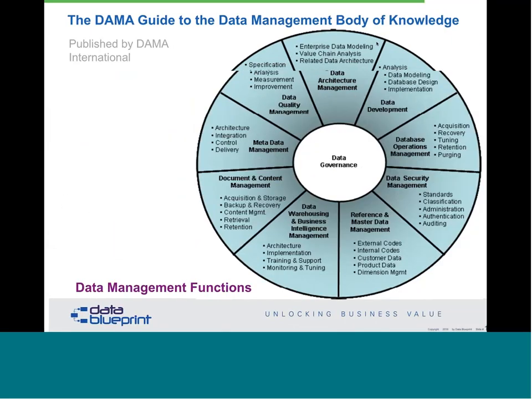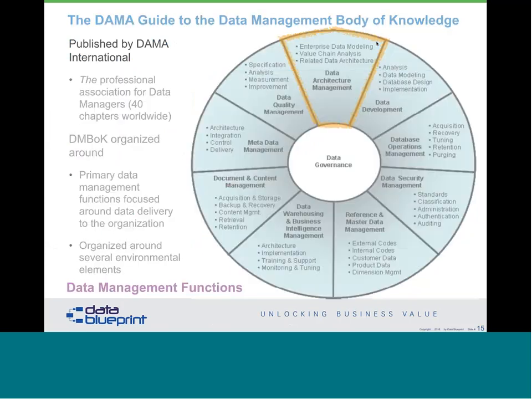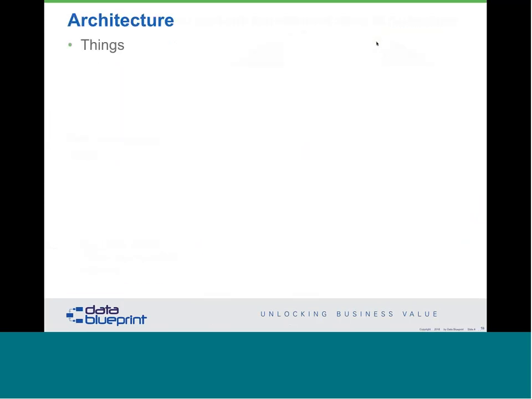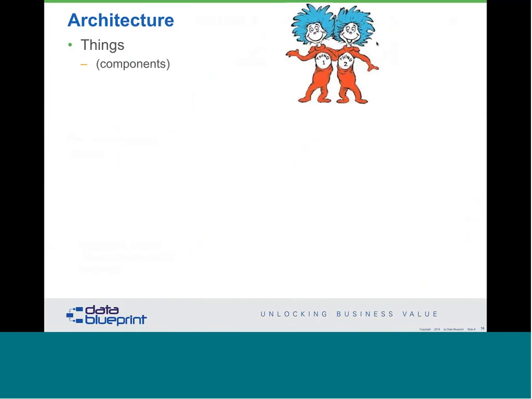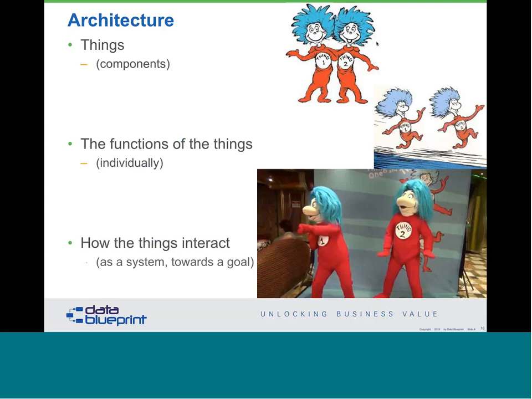This is, of course, completely consistent with our data management body of knowledge. We now have the version 2 that's out there, and again, we've talked about maybe doing a piece on that as well, but you can see that architecture is a very important piece. So let's talk about what is architecture. Not data architecture, but architecture. And architecture is about things. It's about what those things do and how those things interact.